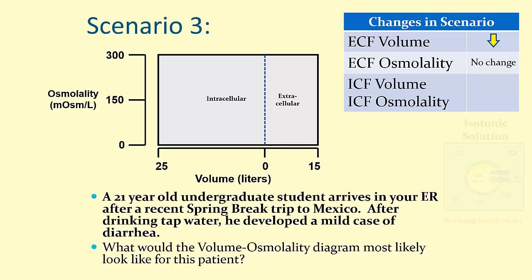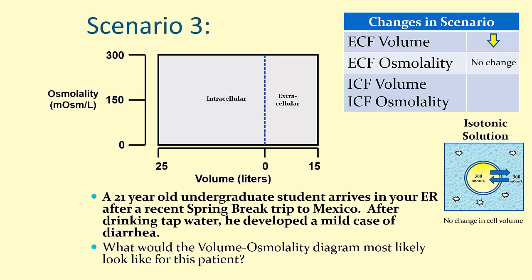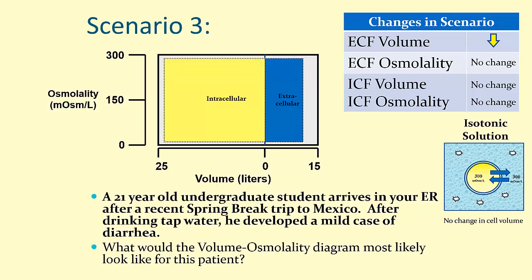So if we return to our volume osmolality case, we can see that with mild diarrhea, the cells of the body are in an isotonic solution. So they will not experience a change in intracellular volume or osmolality. If we place this information into our diagram, it would appear something like this. Notice that the extracellular volume has decreased, but there is no change in extracellular osmolality. Thus, there was no change in the volume or osmolality state of the intracellular compartment.